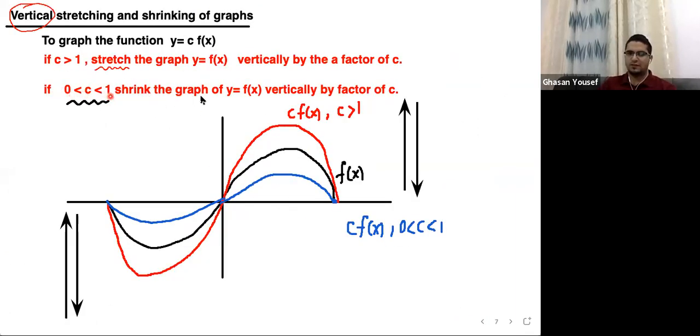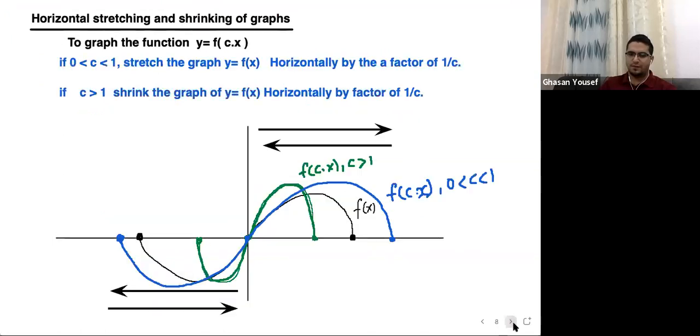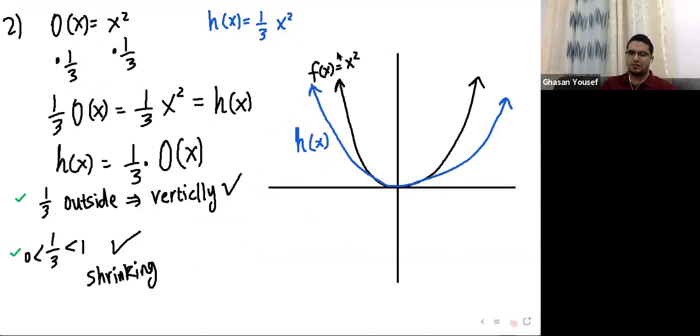If C is between 0 and 1, we have to do shrinking for the graph of y equal f of x vertically. Vertically shrinking means we have to push the function down close to the x-axis. Okay. So my original function is the black one, the parabola. Now I have to push the original function close to the x-axis. When I push the function from this side, it will be like this, and from this side like this, and at 0 it will be the same 0. So the graph of the function is the blue one, this one, and that's it.